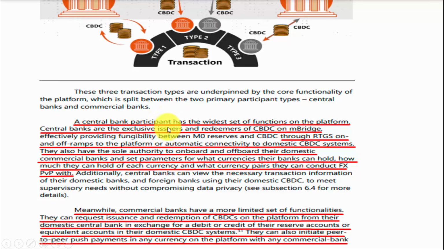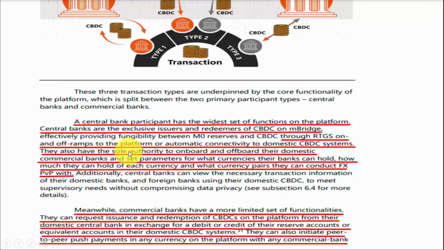A central bank participant has the widest set of functions on the platform. Central banks are the exclusive issuers and redeemers of CBDC on mBridge, through RTGS on-off ramps to the platform or automatic connectivity to domestic CBDC systems. So basically, the central bank has the most influence over the platform and the most functions on the platform, not the commercial banks, it's the central banks, because they are the ones that can issue and redeem CBDCs, and they can do it through RTGS on and off ramps to the platform.